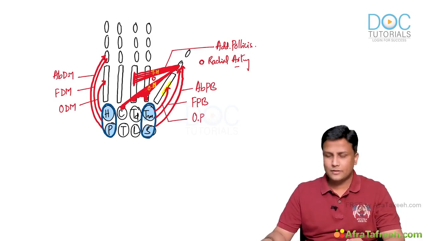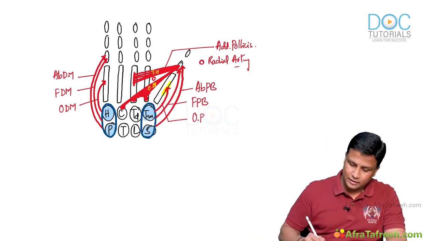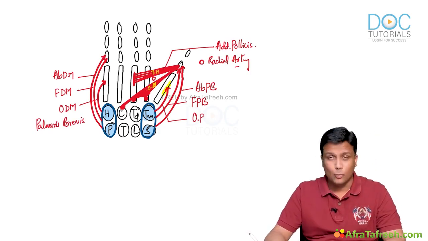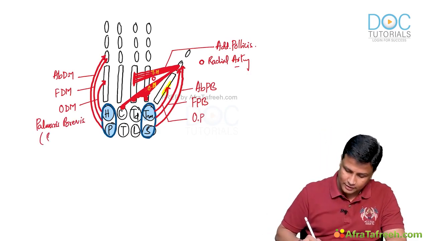Now what is the only thing which is left out? The one muscle which is different there. Which one, sir? Palmaris. That is palmaris brevis. But remember, palmaris brevis muscle we cannot draw here. Why? Because this is just a subcutaneous muscle.